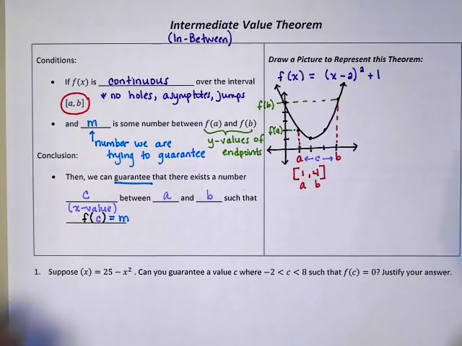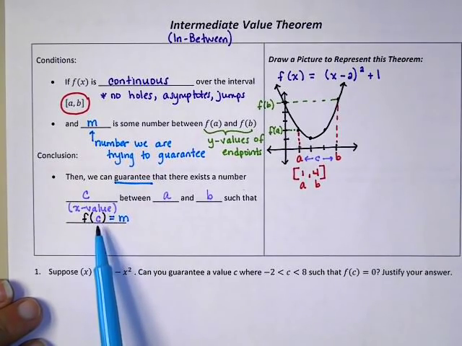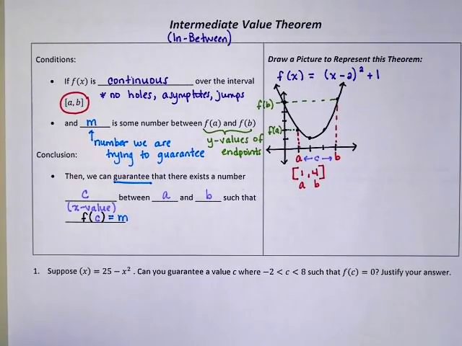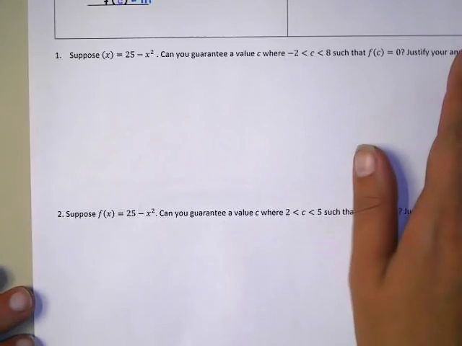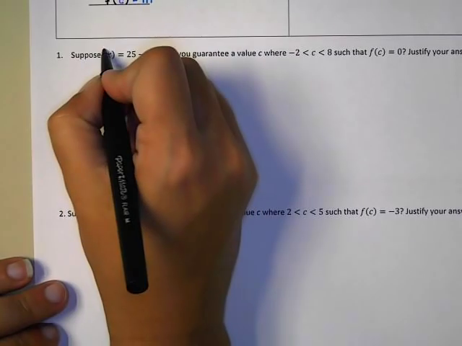So in other words, we can guarantee that we traveled a certain speed at some value. Now this does not allow us to say exactly what value that was, it just allows us to say that it happened somewhere. So what do these look like on an AP test or on our assessments? So suppose that, and this should say f of x, I apologize for that typo.